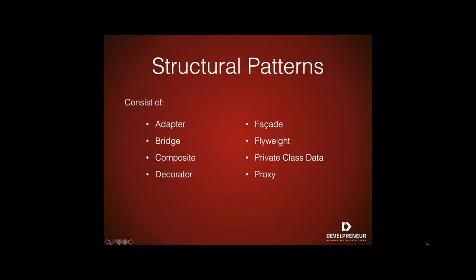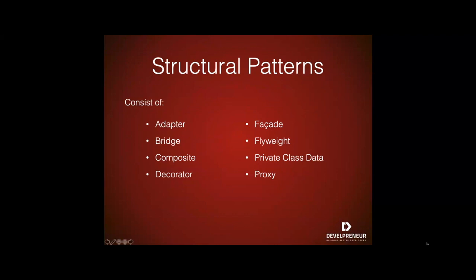In here, we have adapters, bridges, composite, decorator, facade, flyweight, private class data, and proxy. So the adapter is a structural design pattern that allows objects with incompatible interfaces to collaborate. The bridge is a structural design pattern that lets you split a large class or a set of closely related classes into two separate hierarchies, abstraction and implementation, which can be developed independently of each other.